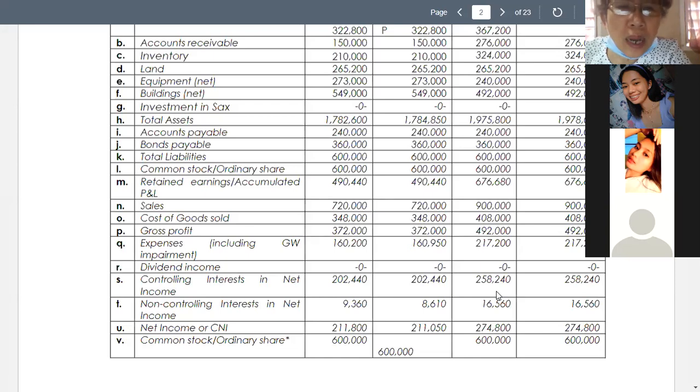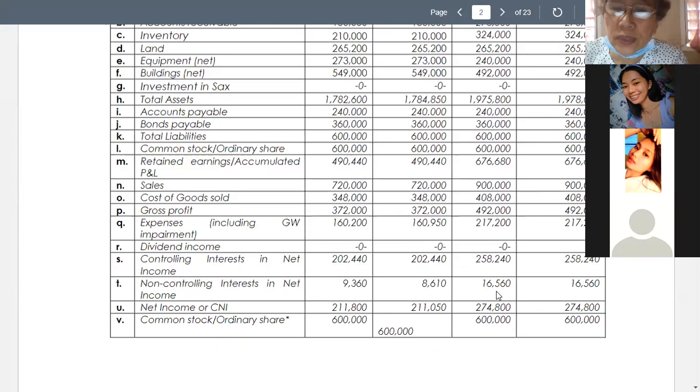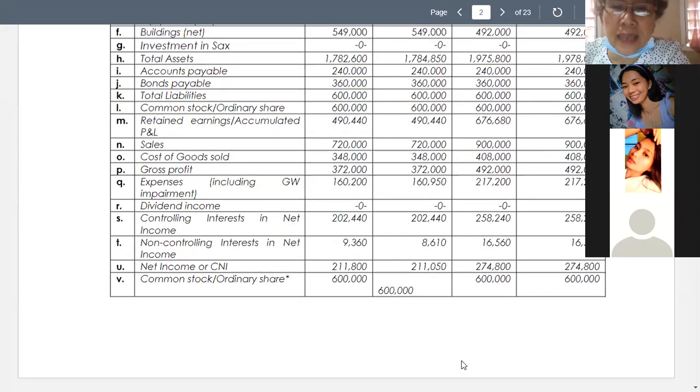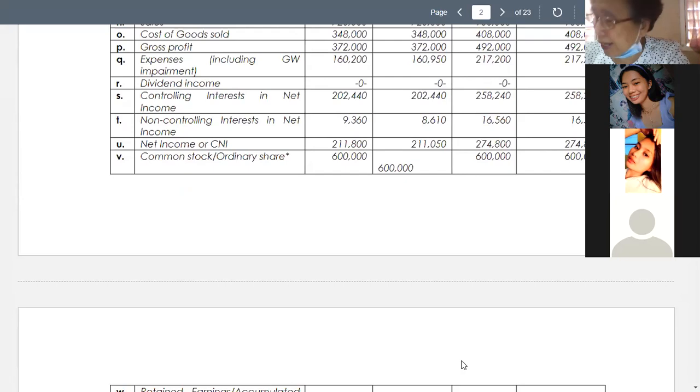Then for our net income, and then requirement letter B is asking for the common stock and the retained earnings, then we have the controlling interest, no? So let's continue. Common stock, 600,000. Okay, common stock of 600,000. That's letter V, no?